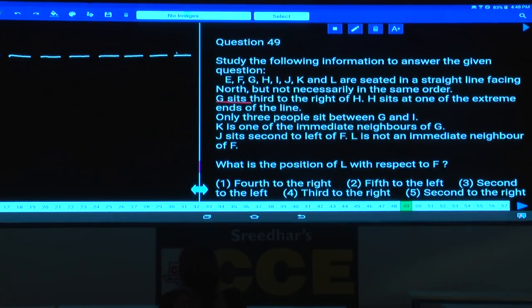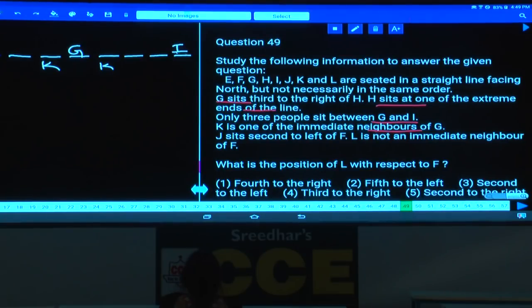As H is here, and G sits to the right of H, 1, 2, 3, G must be at this place. Only 3 people between G and I, as only 3 people between G and I will be here. And K is one of the immediate neighbors of G. As K is one of the immediate neighbors of G, K can be either at this place or at this place. How many possibilities do we have? 2 possibilities.